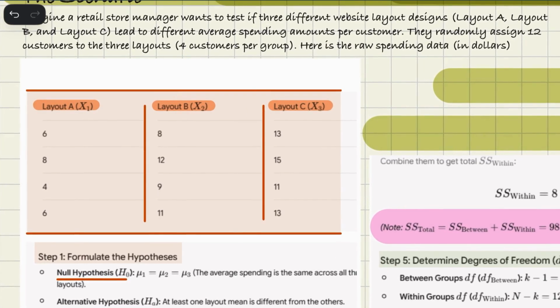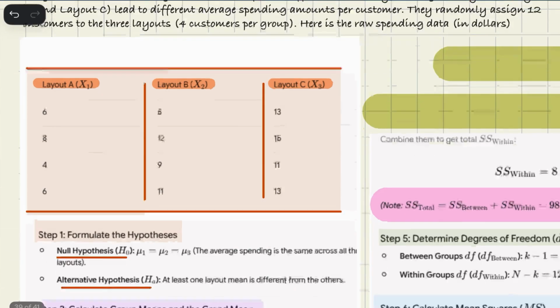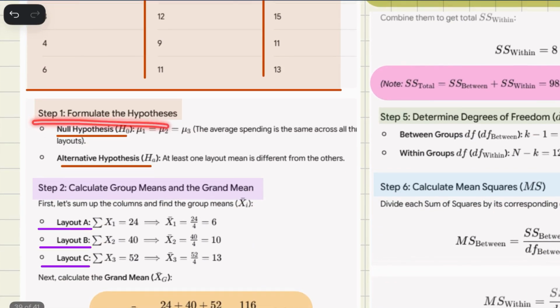Alright, so for layout A, there was 6, 8, 4, 6. These were the spendings. For layout B, we had 8, 12, 9, 11. For layout C, we had 13, 15, 11 and 13. Alright, so the very first step is to formulate the hypothesis. Our null hypothesis would state that there is absolutely no difference, that means layout A, layout B and layout C are performing identically.